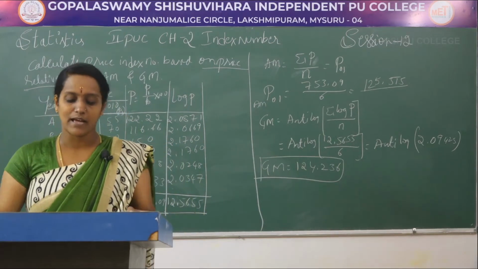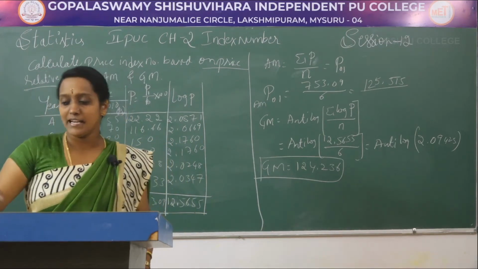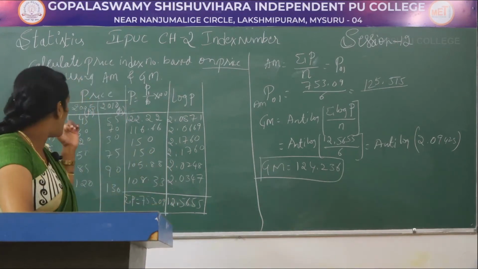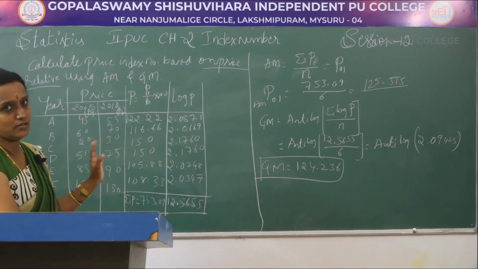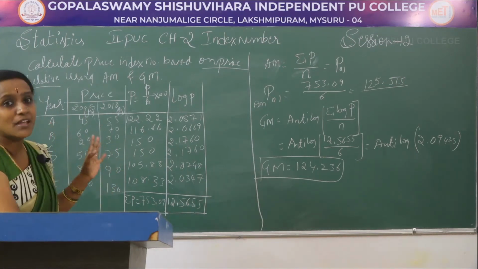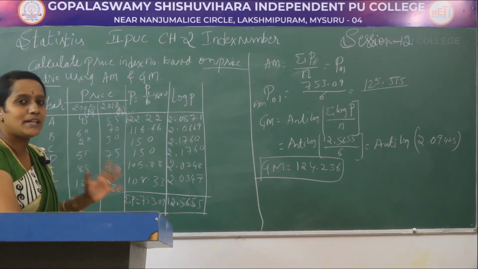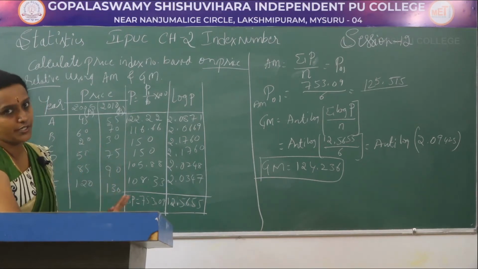This is how we calculate the values using the AM and GM methods, and this is a very simple one. That is the simple aggregative method that we have followed.